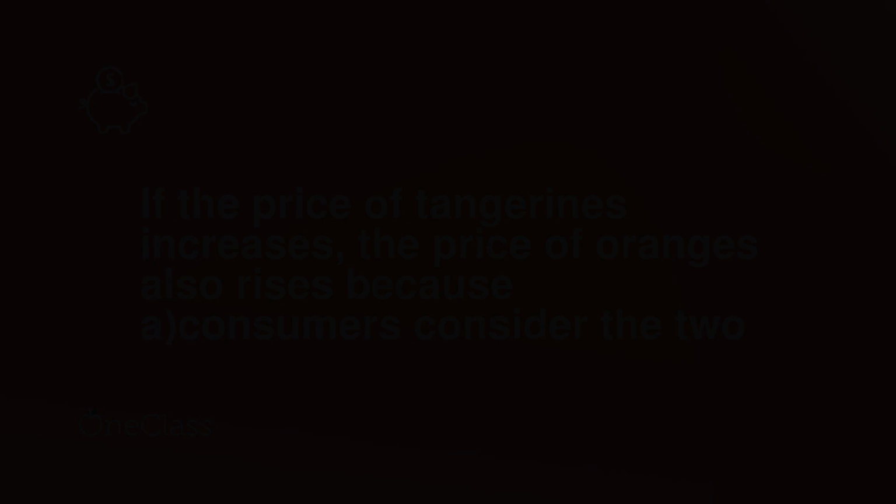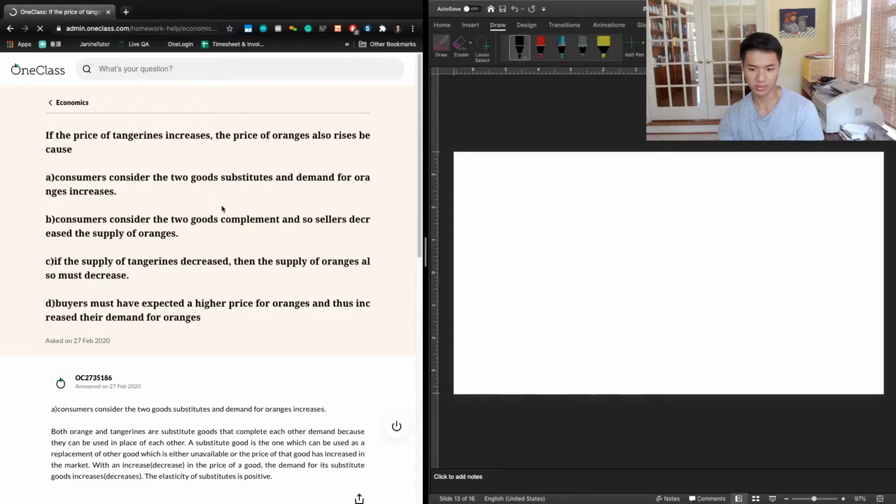The next question says, if the price of tangerines increases, then the price of oranges also rises because A, consumers consider the two goods substitutes and demand for oranges increases. B, consumers consider the two goods complements, and so sellers decrease the supply of oranges. C, if the supply of tangerines decreases, then the supply of oranges also must decrease. Or D, buyers must have expected a higher price for oranges and thus increase their demand for oranges.